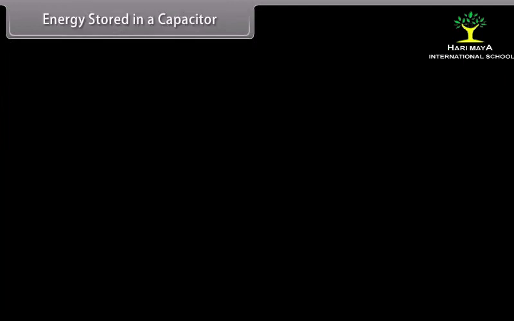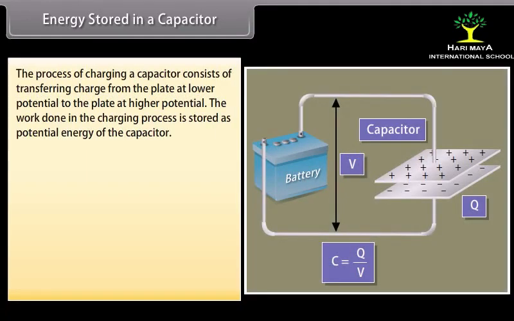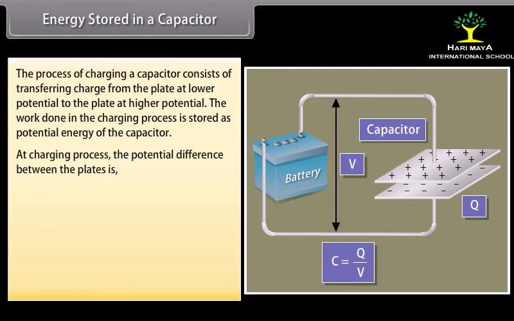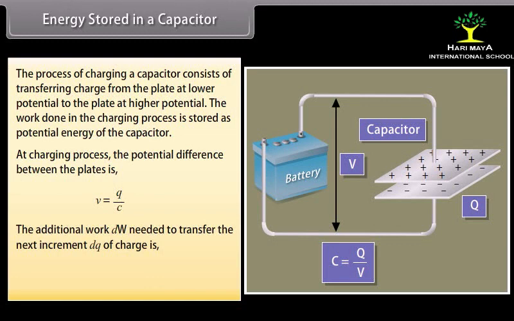Energy stored in a capacitor. The process of charging a capacitor consists of transferring charge from the plate at lower potential to the plate at higher potential. The work done in the charging process is stored as potential energy of the capacitor. At any stage of the charging process, the potential difference between the plates is V is equal to Q by C. The additional work dW needed to transfer the next increment dQ of charge is given by dW is equal to V dQ, which is equal to Q by C into dQ.